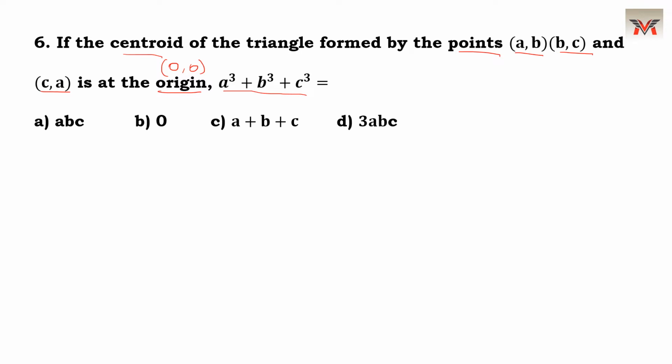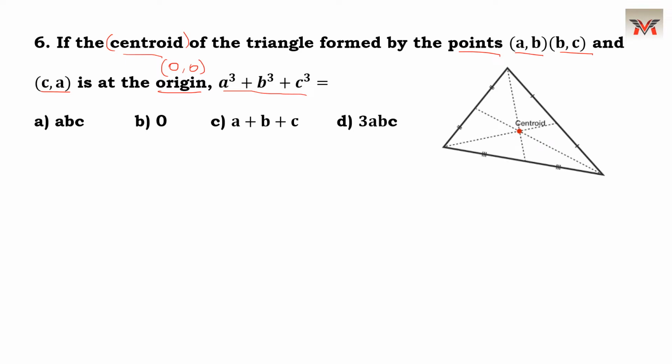If you remember, you had already come across this concept of centroid, correct? What is a centroid? It is the point where all the medians of the triangle intersect. That point is known as the centroid of the triangle. Here we have 3 points and we have to find the value of a³ + b³ + c³. So let us see how we can proceed with this problem.